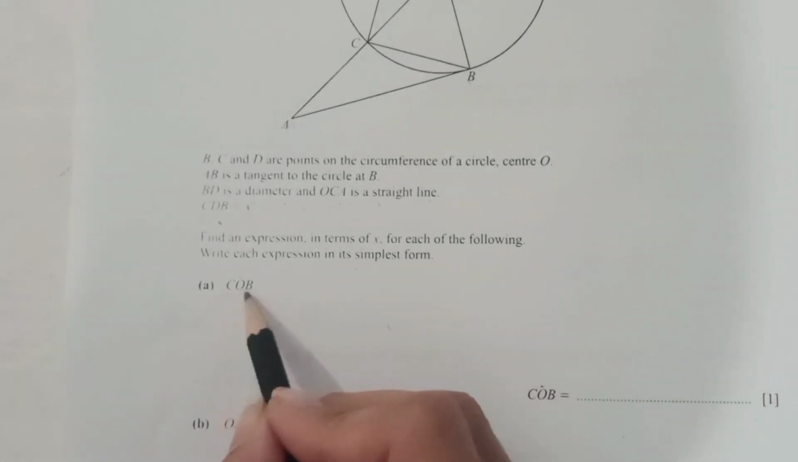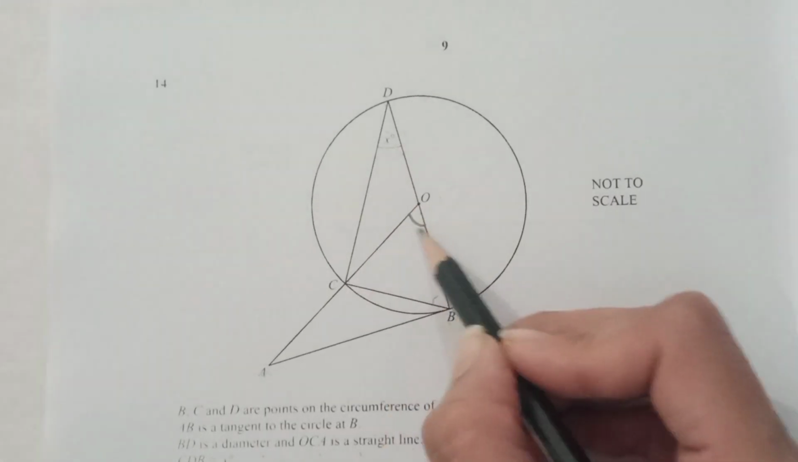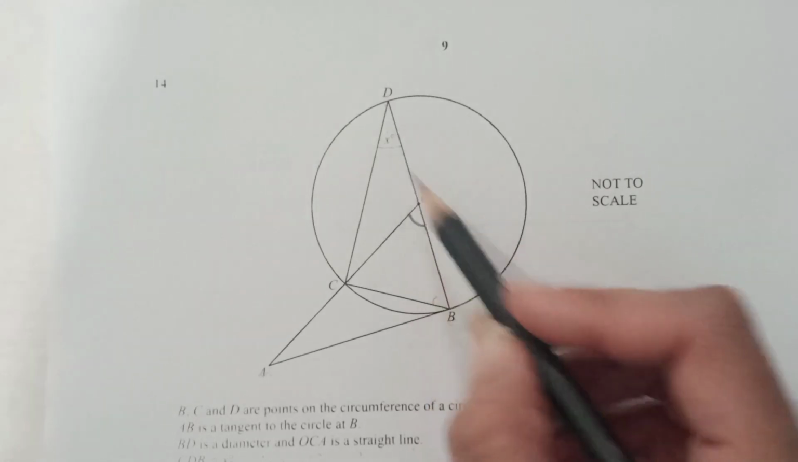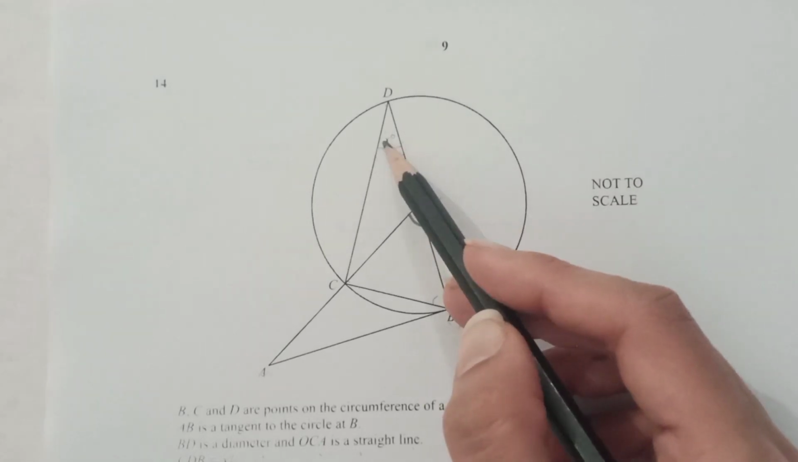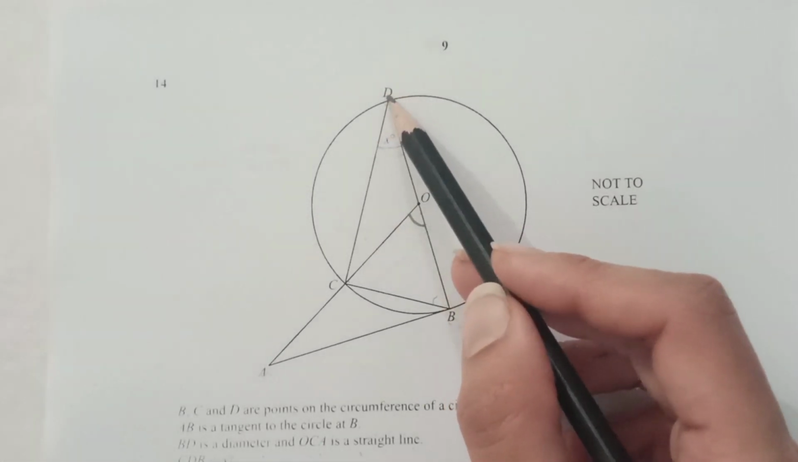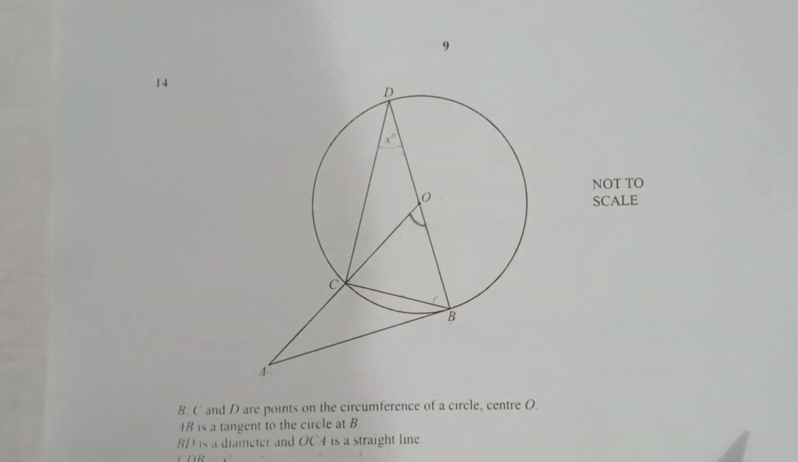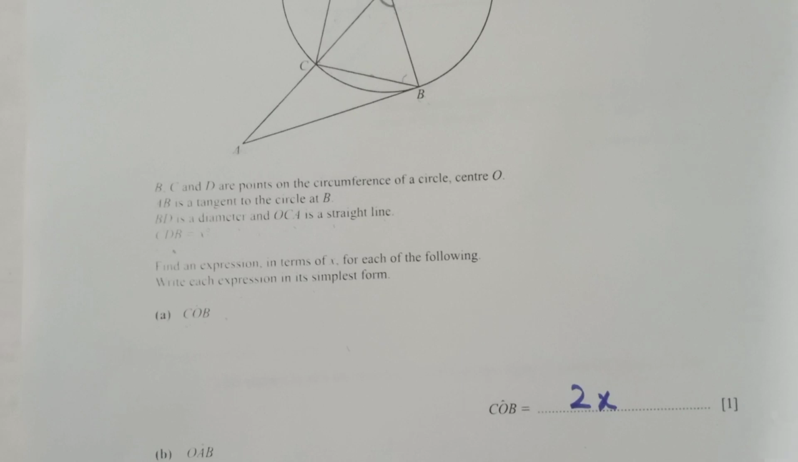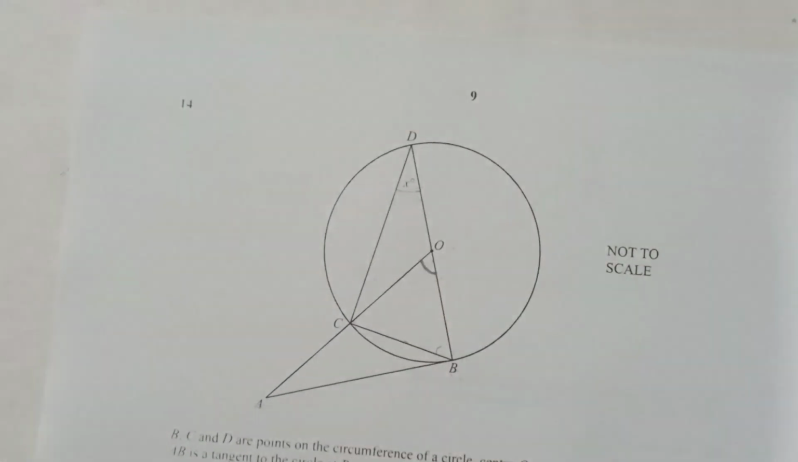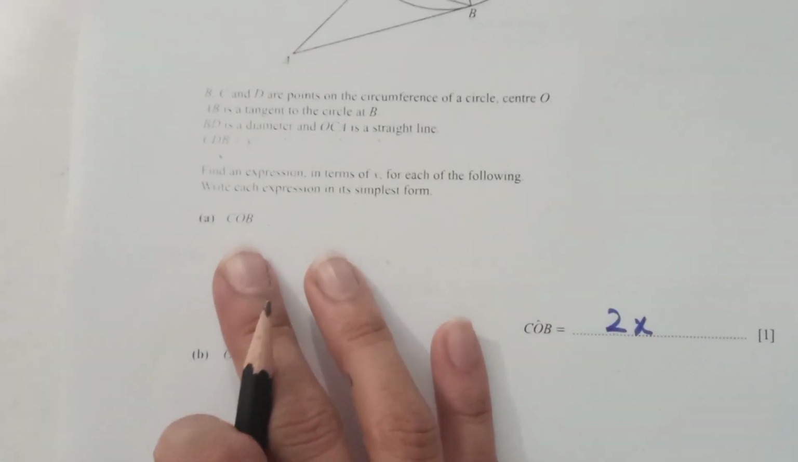First we have to find the angle COB. Now students, first we have to find the angle COB at the center, and we know that the angle at the center is double the angle at any point on the circumference of the circle. Now it means it is x, and it becomes 2x. Angle COB is 2x. That part number 1 is solved.